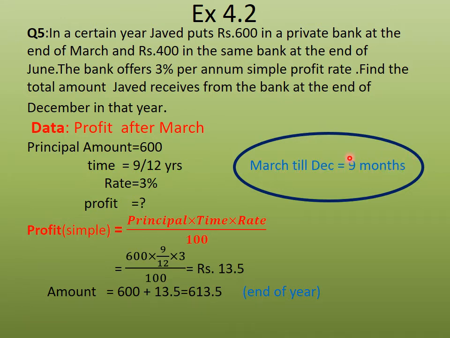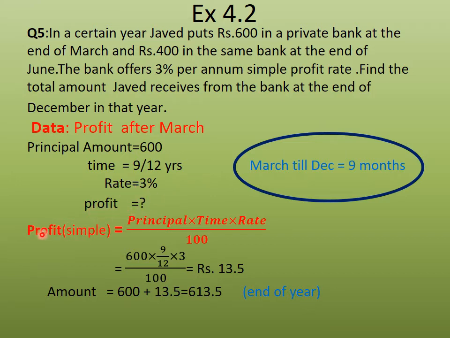And in the last question, I have told you that if we have period in months, we will convert it into a year. This is the conversion of period from month to year. It means you will divide it with 12 and then it would be converted in years. Rate is 3% when he deposited his money at that period. We have to find profit.